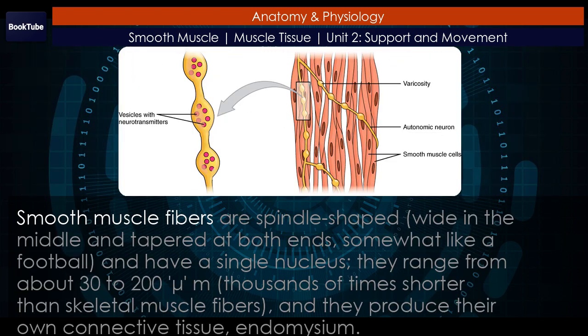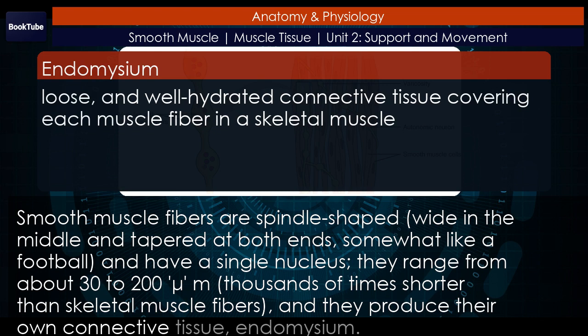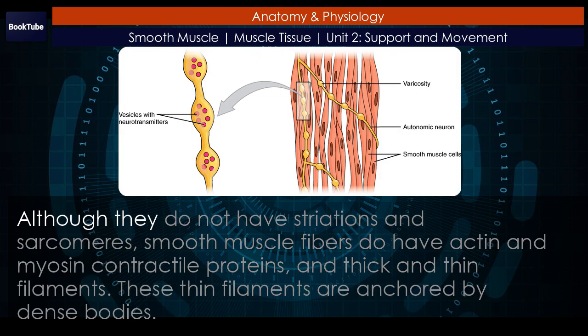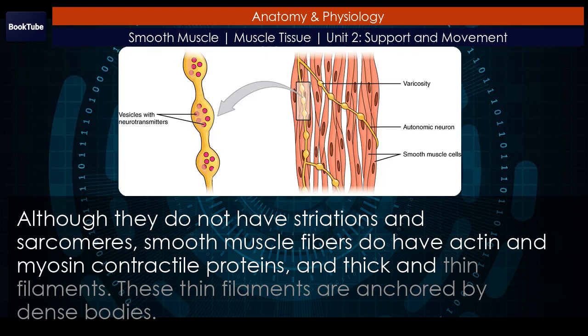Smooth muscle fibers are spindle-shaped, wide in the middle and tapered at both ends, somewhat like a football, and have a single nucleus. They range from about 30 to 200 μm, thousands of times shorter than skeletal muscle fibers, and they produce their own connective tissue, endomysium, although they do not have striations and sarcomeres. Smooth muscle fibers do have actin and myosin contractile proteins, and thick and thin filaments.